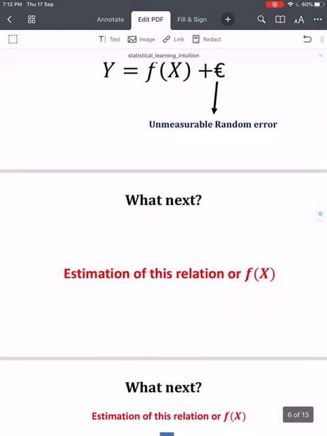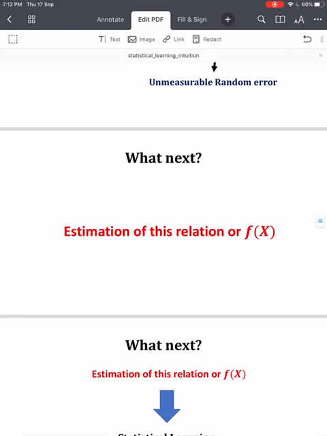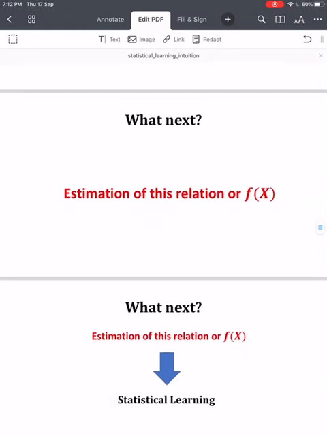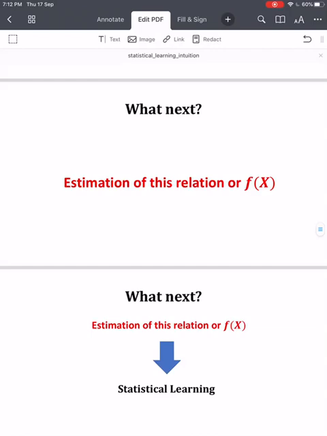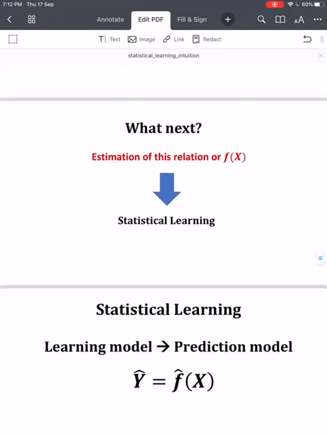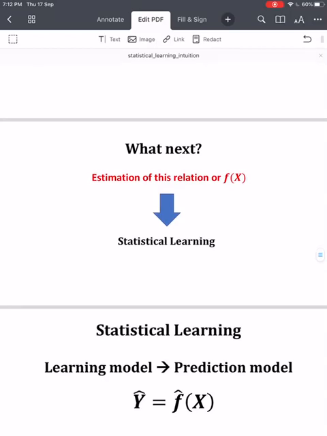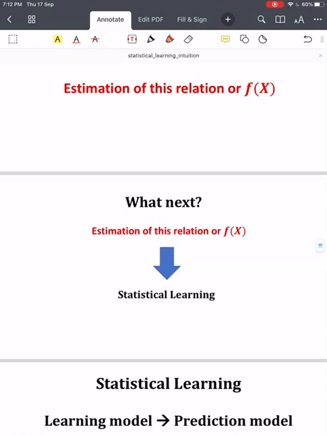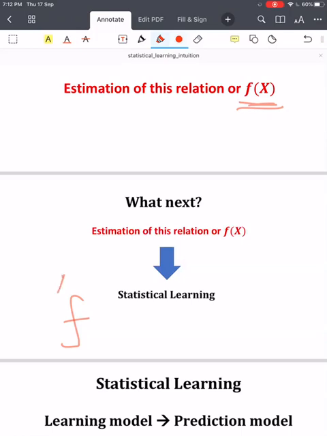So what is our next task? Our next task will be to estimate this relationship, to estimate f(x), and this is called statistical learning. In statistical learning, we are going to find some function, an estimate of the original function f(x). I'm writing it as f cap of x cap.